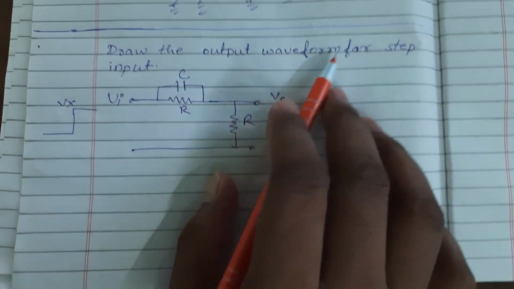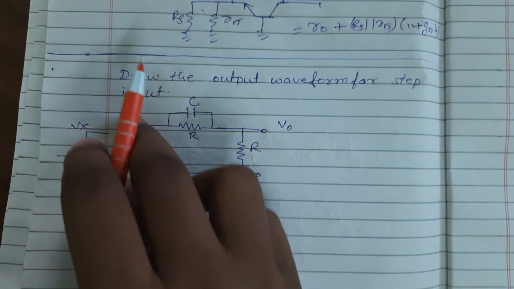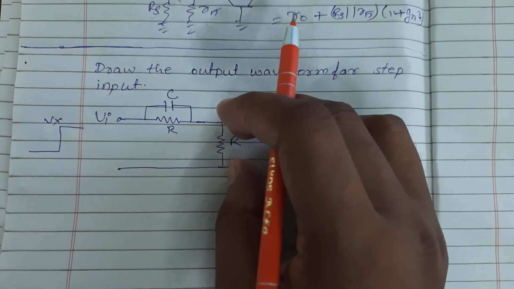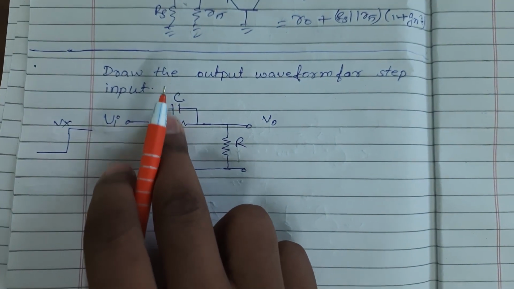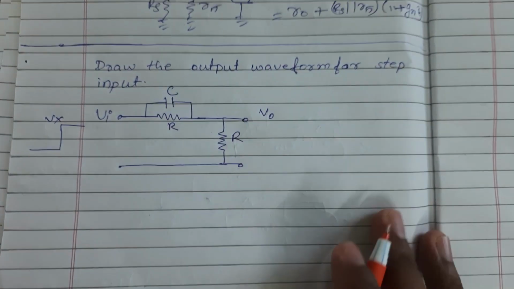We have to draw the output waveform for step input. Here input is applied and we have to take the output across this resistor, and a resistor and this capacitor are connected in parallel, in series with this resistor.